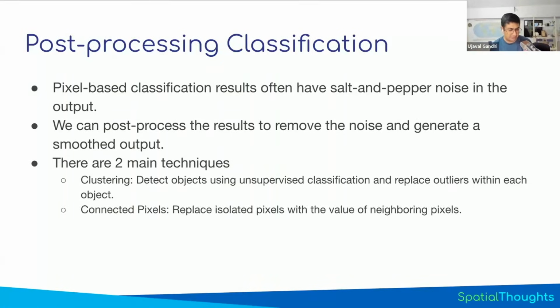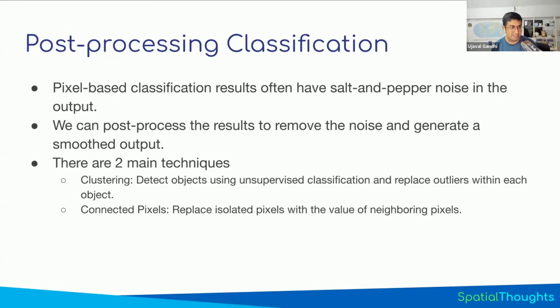You can also use another method. There is a function in Earth Engine called connected pixels, which will tell you how many pixels of the same class are connected to each pixel. And you say, if a pixel is connected to less than 10 pixels of the same class, replace it with the surrounding pixels. And this will remove this isolated noise.